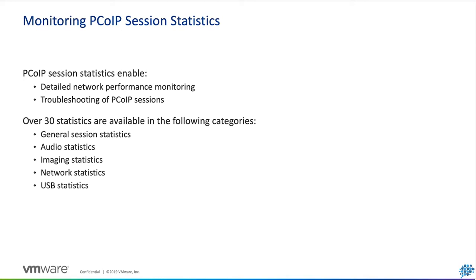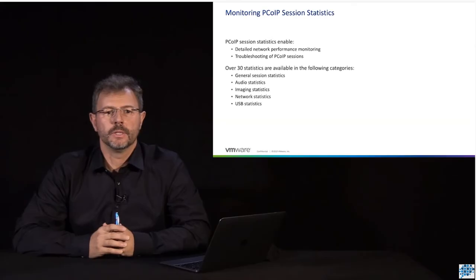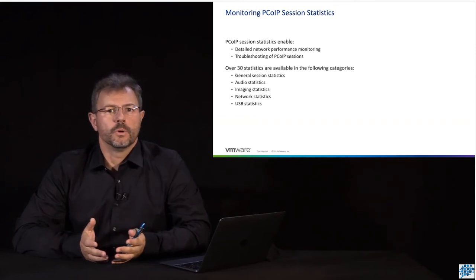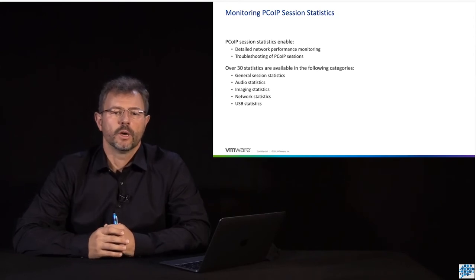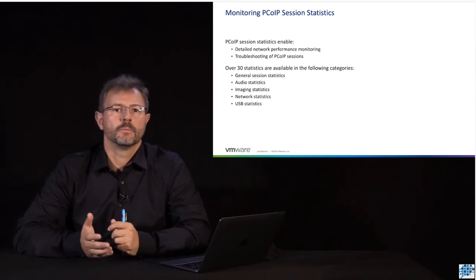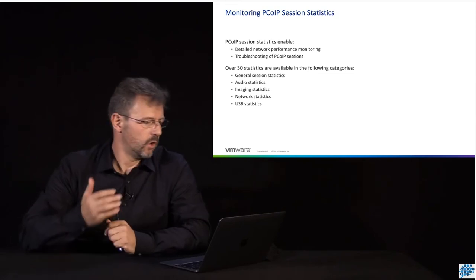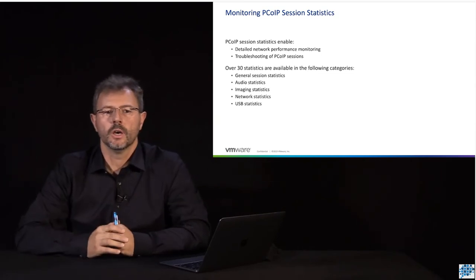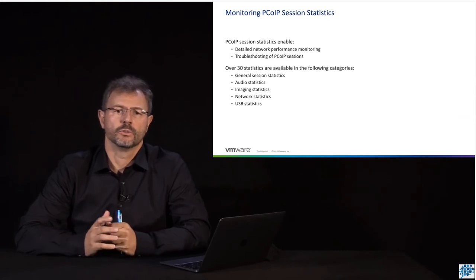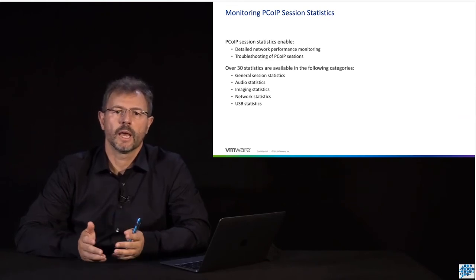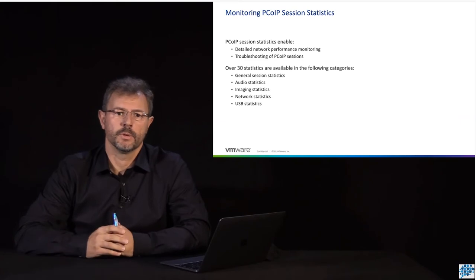We have, for example, some troubleshooting parameters. Why are those important? For example, you can measure the PCoIP round trip time really end to end. We have network values which we can monitor, and we also have statistics values for audio, imaging, network and USB which can be monitored. You can get to those values either with a programming language or through the VMI API.